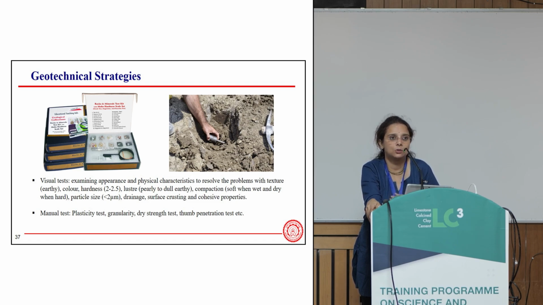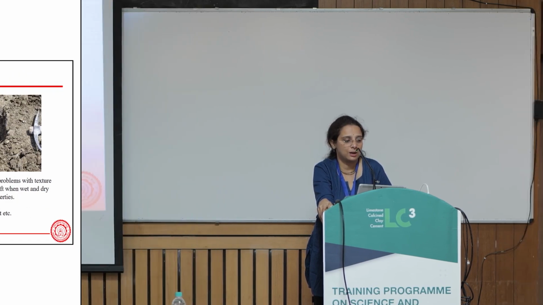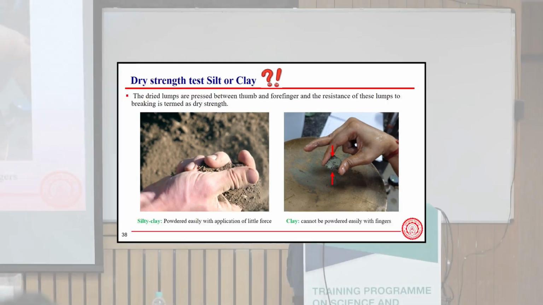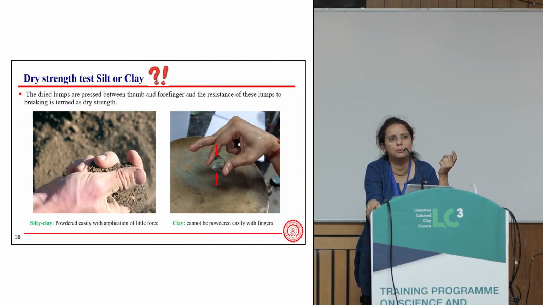We also have manual tests, which include the plasticity of the clay. We'll discuss these tests one by one. First is the dry strength test. Take some clay mineral in your hand, and if you are unable to break the lumps, then it is a natural clay. If it becomes powdery, that is silt. If considerable finger pressure is required to break it, it is silt, but it has some clay content. From this test, we can differentiate between clay, silt, sand, and clayey silt.